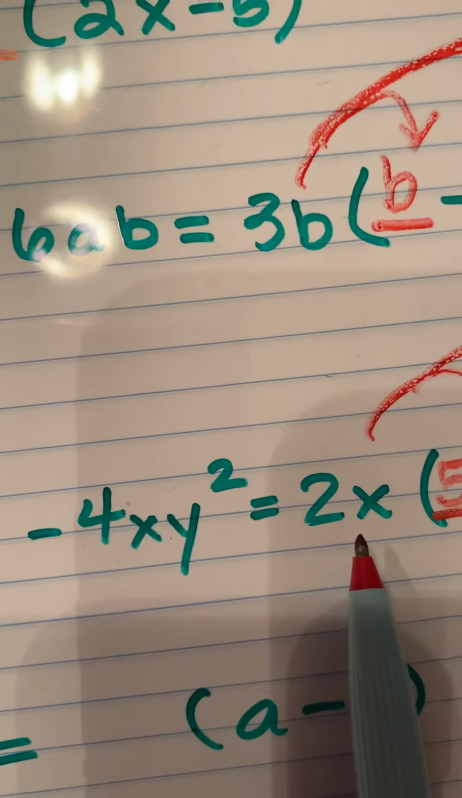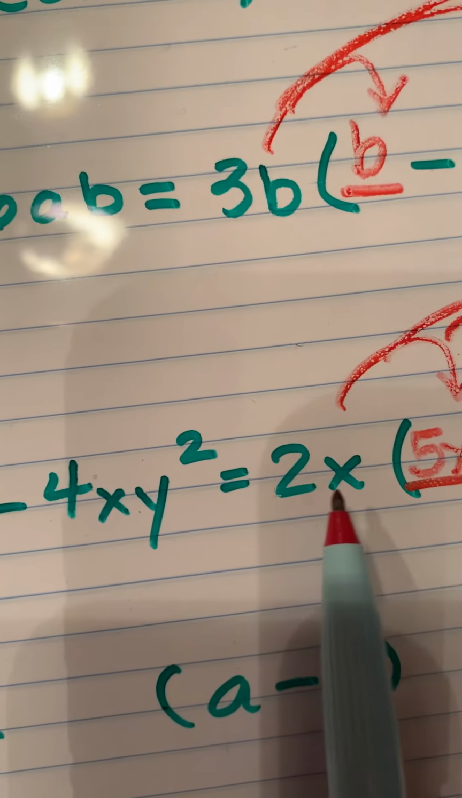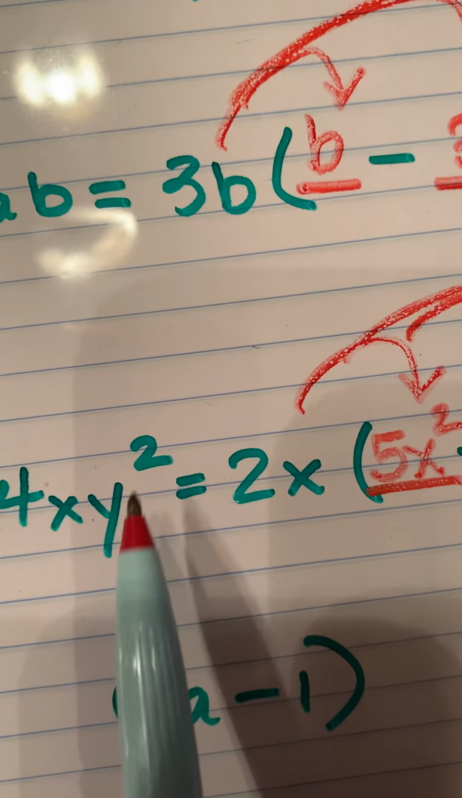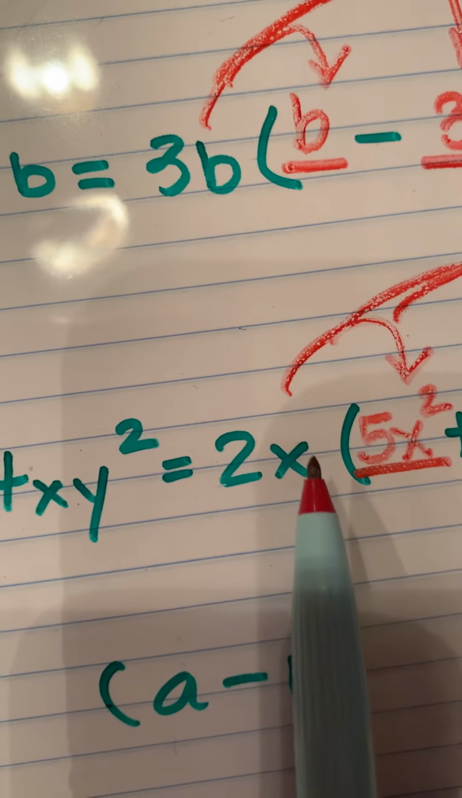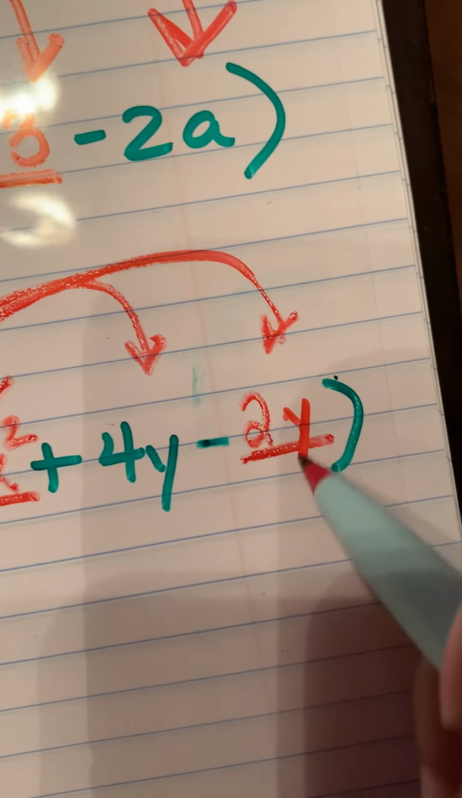I need 1x. I have 1x already sitting on the outside. I need y to the second power. I have no y's at all. So you need both of those y's to go inside.